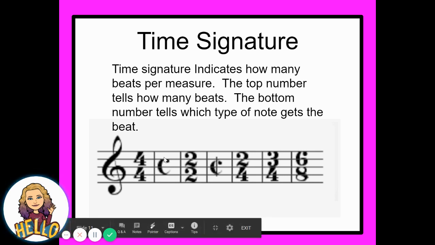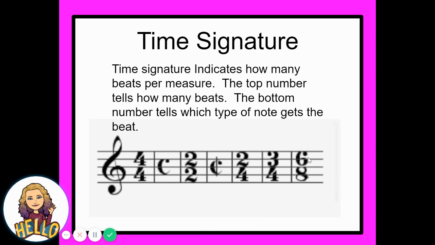If you see this time signature, you get to put 4. This is called common time. We'll talk about that another day. If you see this time signature, you only get 2 beats per measure. Same here. This one will give you 3 beats, and this one will give you 6.